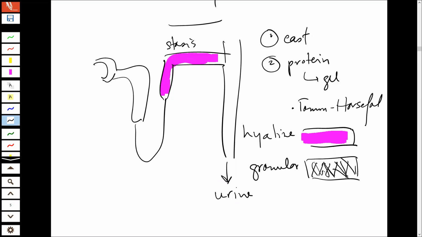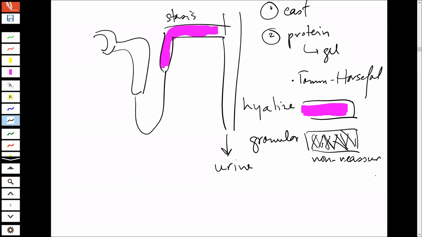So what does that mean? Non-reassuring. I don't know what it means. Could be broken down cells. So go get a new fresh one, try again. Just don't know. Okay? And a good example of this is going to be our muddy brown.